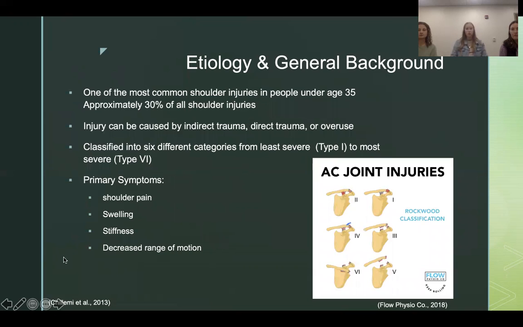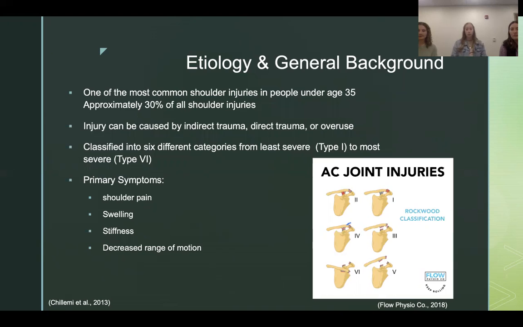So this is one of the most common shoulder injuries in people under the age of 35. It makes up roughly 30% of all shoulder injuries and is most common in people who participate in contact sports like football or hockey. This injury can be caused by indirect trauma, direct trauma, or overuse. And in overuse injuries, arthritis is really common. So you see that a lot in people who do moving or painting or things like that.